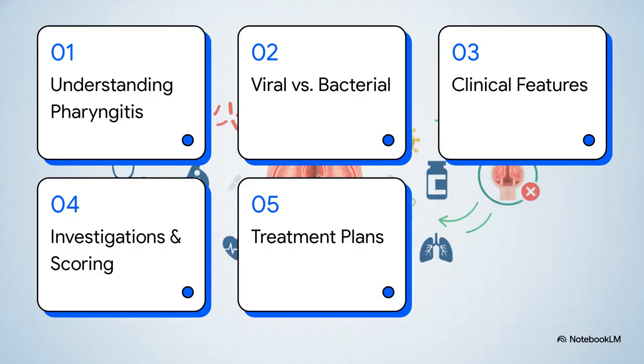Here's our clinical roadmap for today. 1. Understanding pharyngitis. 2. Etiology, viral versus bacterial. 3. Clinical features and symptoms. 4. Investigations and diagnostic scoring. And 5. Evidence-based treatment plans. All right, let's jump right in.